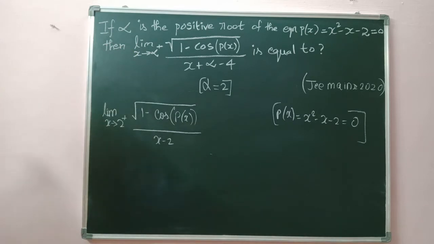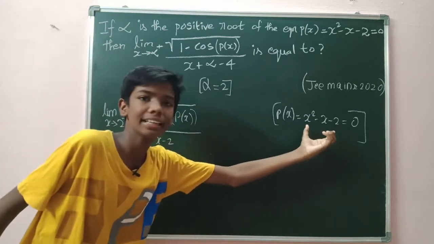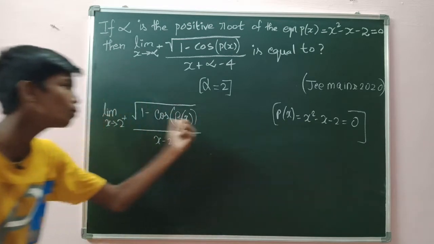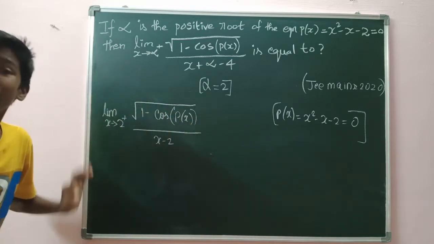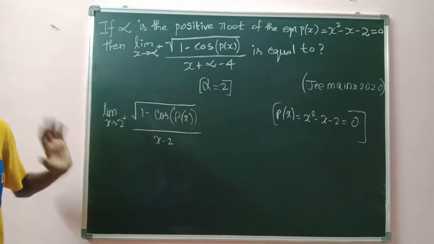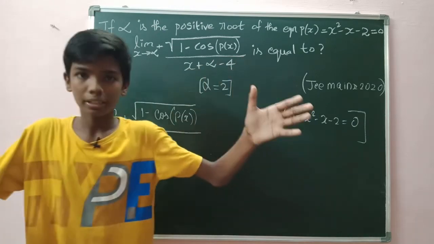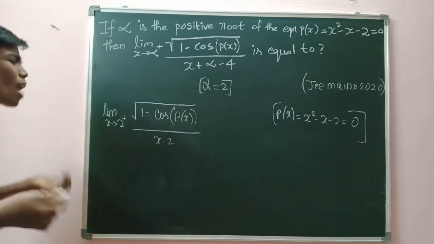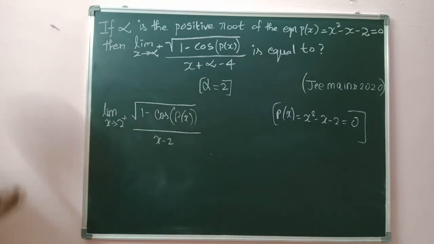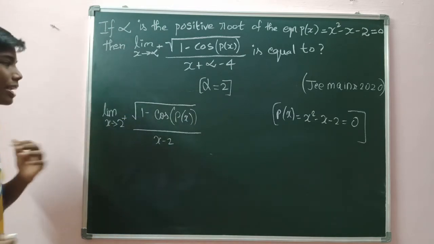You may ask me one thing, hey man, p of x is this particular equation, why don't you put that value? But guys, at last I will put that value, because now if I put it, this looks very complicated. This looks very big. So that is why I wrote like this. Now after this, you are supposed to use one trigonometry identity.